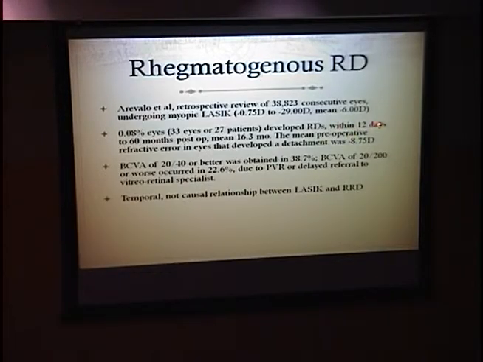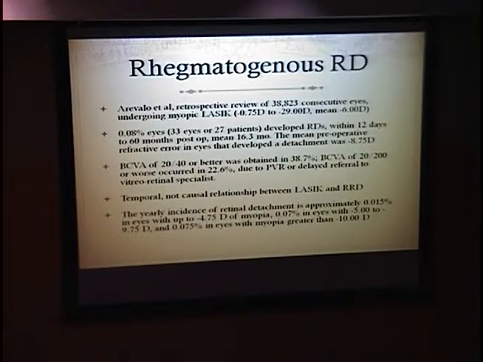But the range was 12 days to 60 months post-op, with a mean of 16 months. The mean preoperative refractive error in eyes that did develop a detachment was about minus 875. The outcomes of surgery to repair phragmatogenous detachment in these patients was that a best corrected visual acuity of 20/40 or better was obtained in 38% of the eyes, and 20/200 or worse in 22%, and that's mainly because of proliferative vitreoretinopathy or delayed referral to a vitreoretinal specialist. So again, a temporal, not causal relationship between LASIK and phragmatogenous retinal detachment.